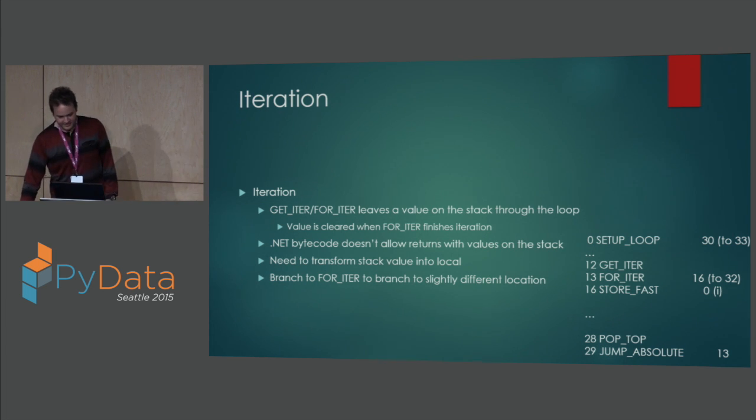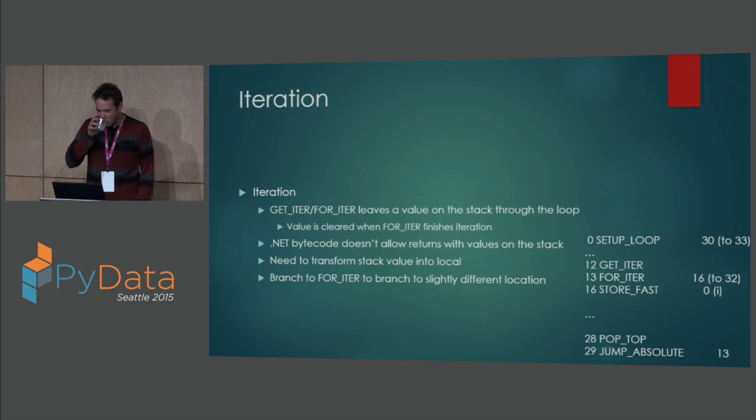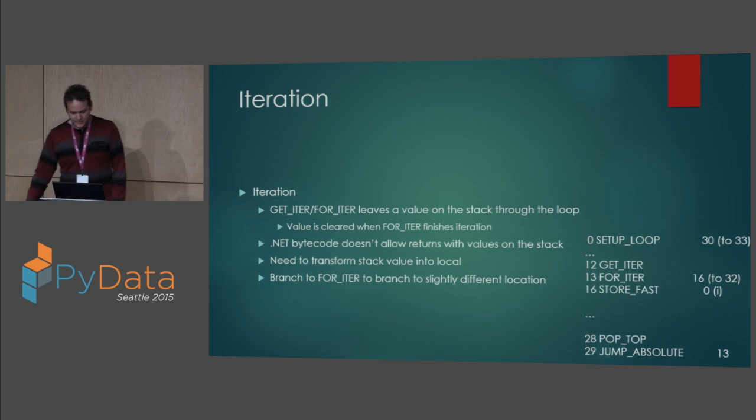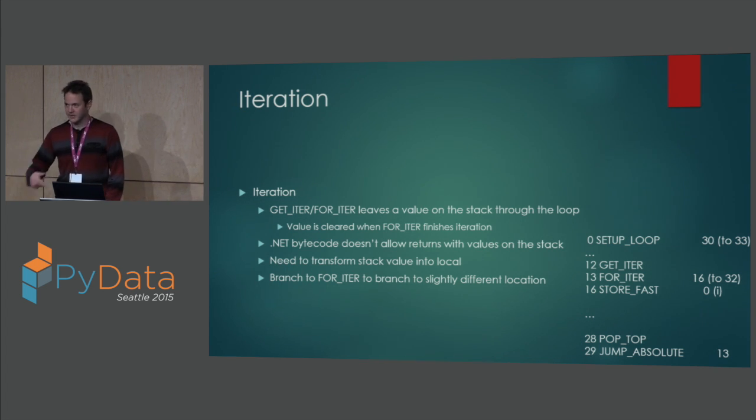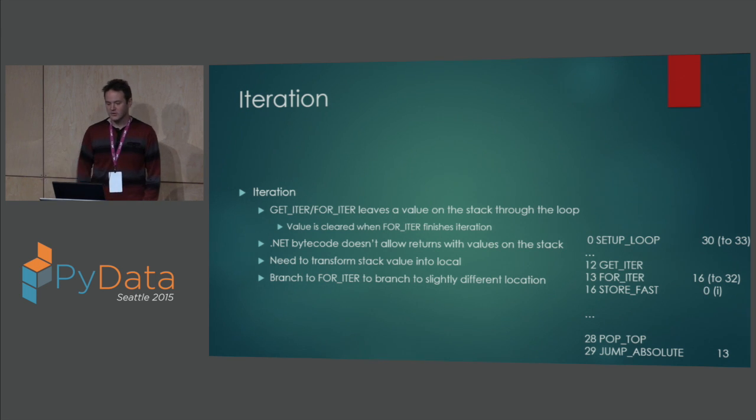Another fun thing is actually iteration. In CPython, when you do for x in something, the first thing that happens is there's a get iter opcode which gets generated. And then the second thing that happens is there's a for iter opcode. And it's just going to loop around and call for iter on the iter value that came back from get iter over and over and over again. And it's going to leave that iterable value on the stack throughout the entire iteration.